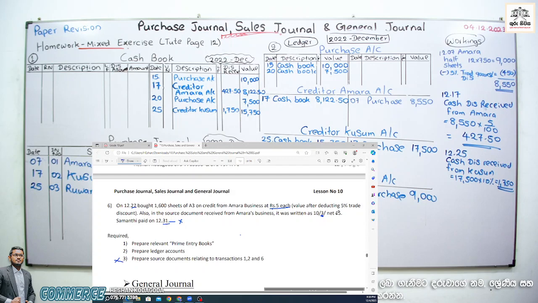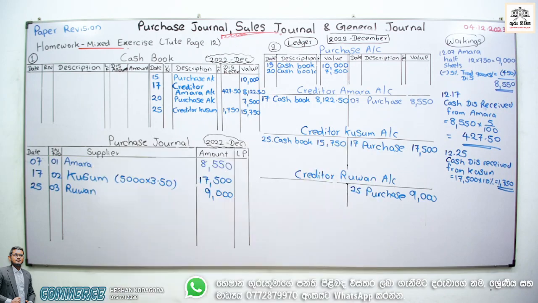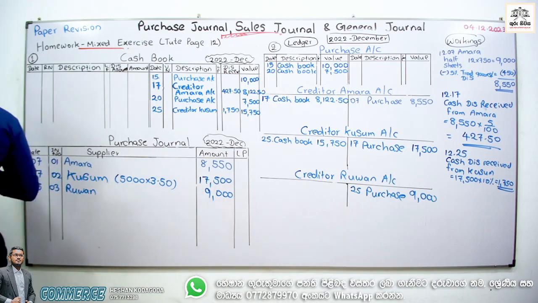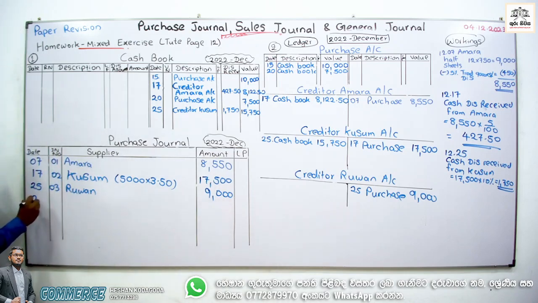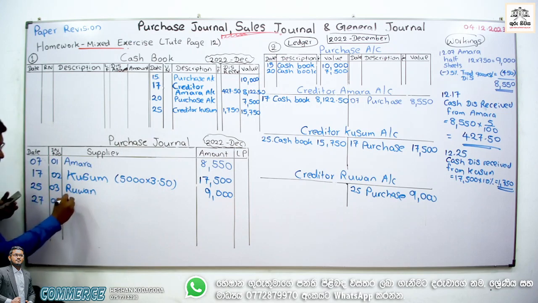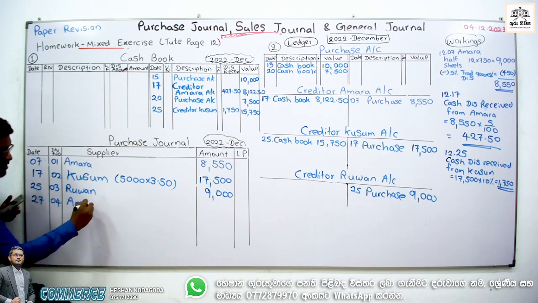This is a credit basis transaction. Is it clear to you? Here there is no mention of credit basis, but it is a credit purchase. From whom did we purchase? Amara. So you can write from whom, Amara, on December 27, number 4.